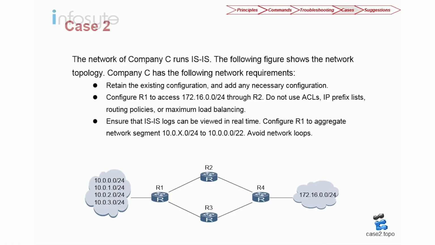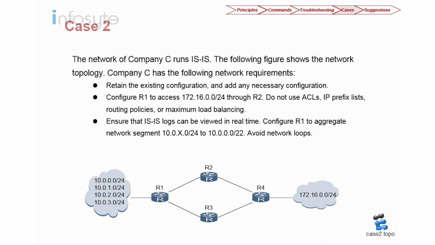Now the second one we are going to look into is to ensure that the ISIS log can be viewed in real time. So for you to do that, you just do a log peer change, okay, under the ISIS configuration. And the second requirement is to configure R1 to aggregate 10.0.x.0/24 to 10.0.0.0/22, and avoid network loop. So we know that this is actually a level 2, and we are going to do some summarization.